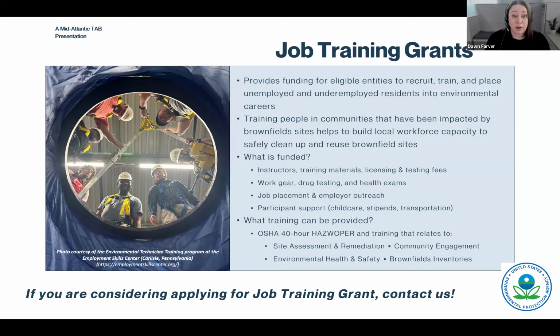But then also other additional training courses related to site assessment and remediation, how to involve communities in cleanup issues, environmental health and safety, how to make sure that you're safe on a hazardous site, and also doing brownfields inventories. And that's just a really, really short list. So when that notice of funding opportunities comes out, we have a lot more details there. Let us know if you have questions. We have all kinds of websites and links, and you can reach out to me directly if you're considering applying for a job training grant or want to learn more.